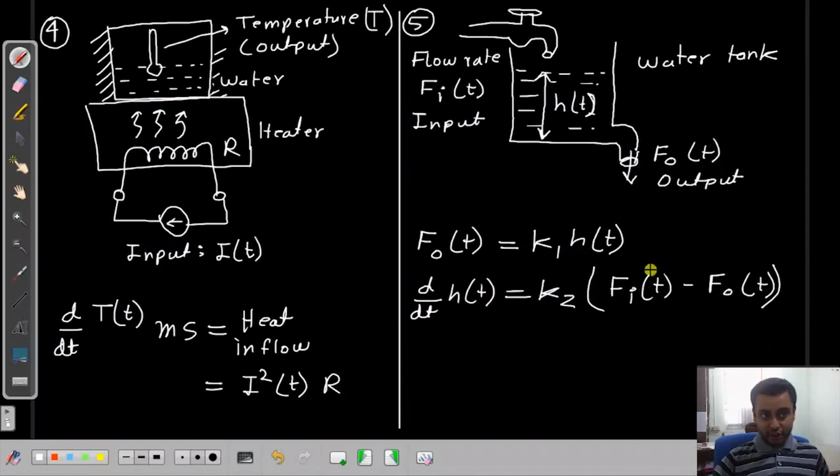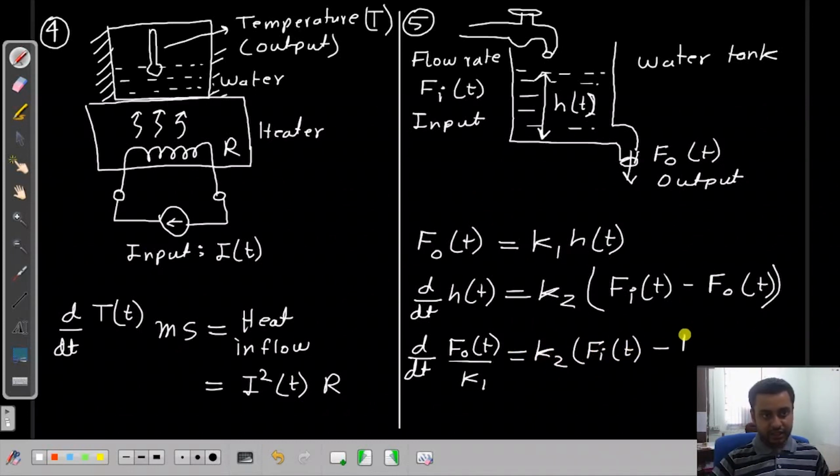Now we can combine these two equations. For that, let me replace this H in this equation with Fo divided by K1. So Fo(t) divided by K1 is equal to this part, which is K2 times Fi(t) minus Fo(t). So this is the relation between the input and output of this system.